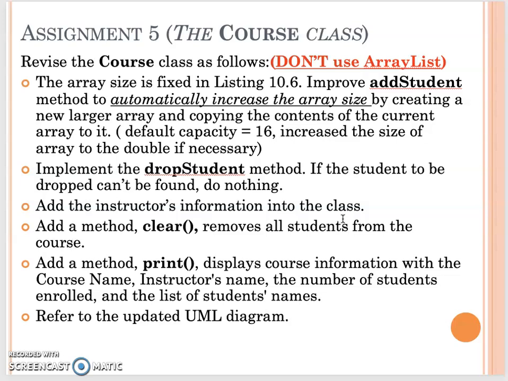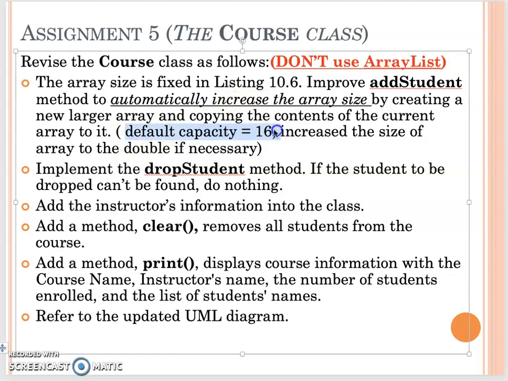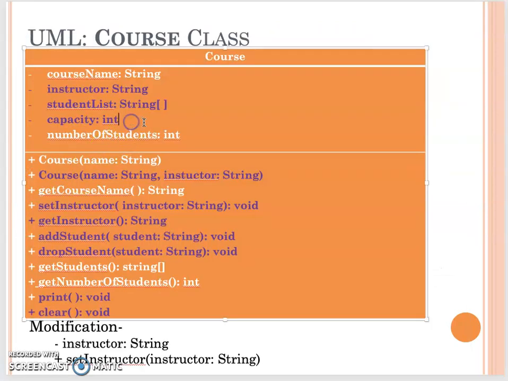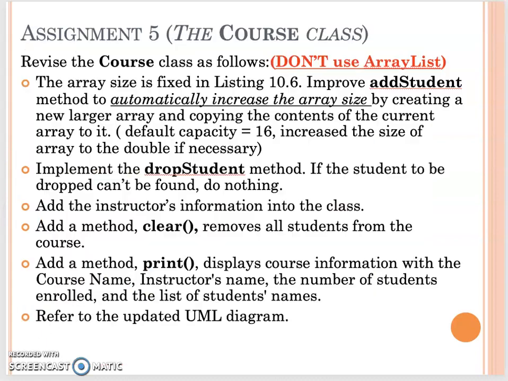So what I want you to do is, the array size is fixed in the example, but now I want you to improve the add student method. We want you to have the default capacity equal to 16. So that's why here I should write your default value is 16. So we start from the student list, the capacity is 16. Whenever I add a new student, I need to check if the capacity is enough. If the capacity is not enough, you need to increase the size of the array. Sometimes we can say just double the capacity.